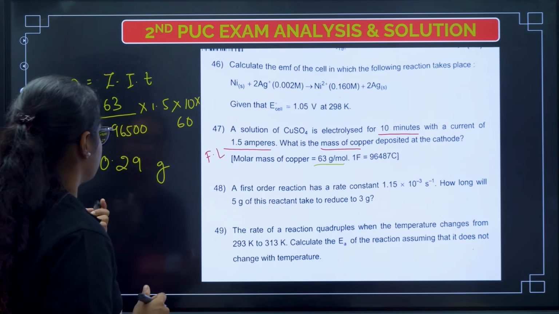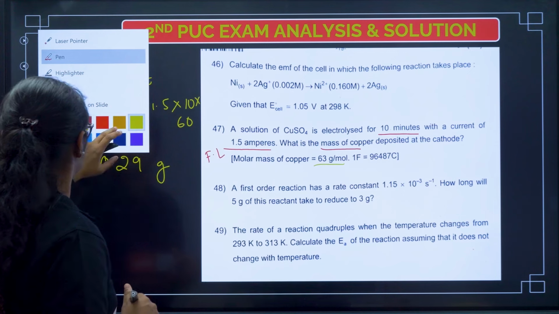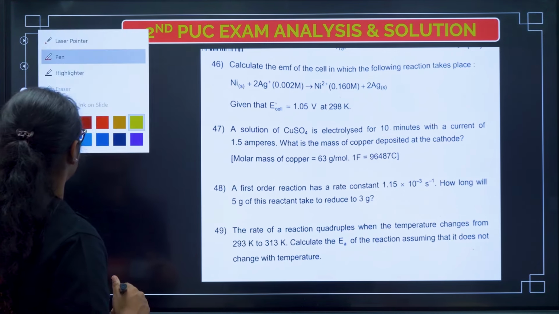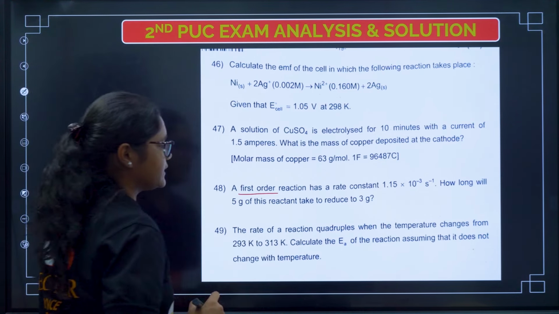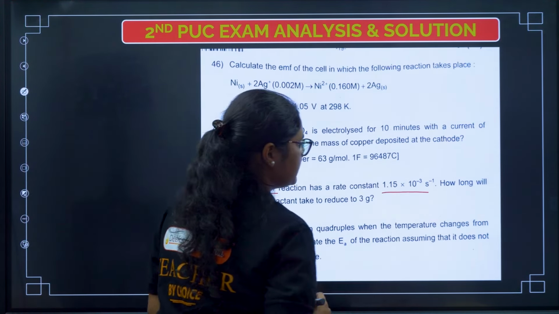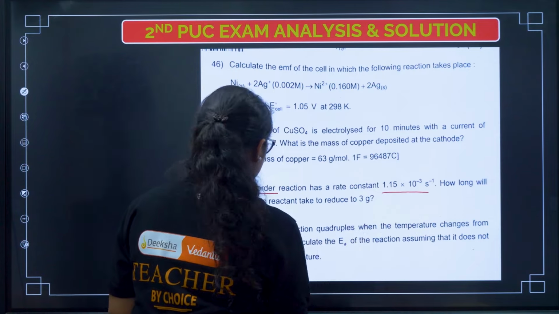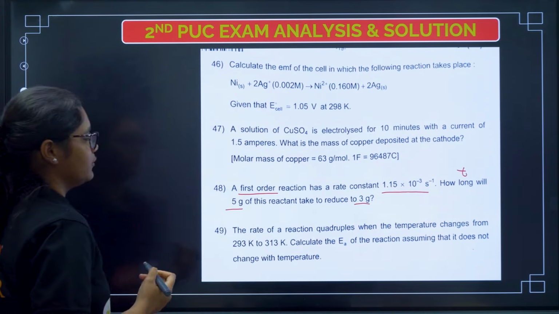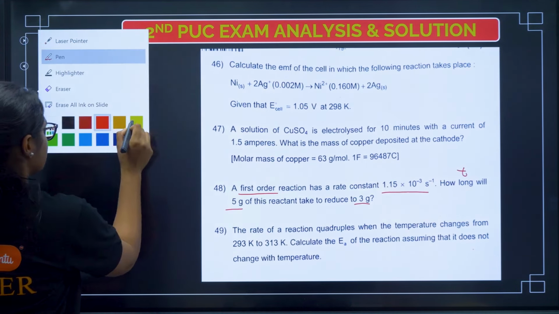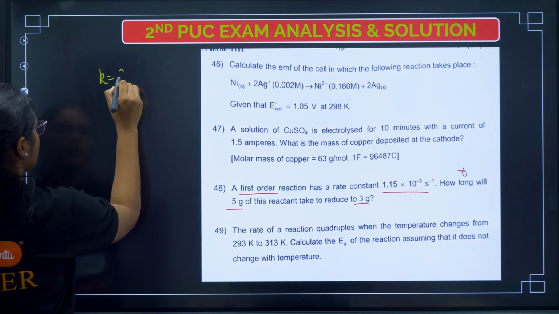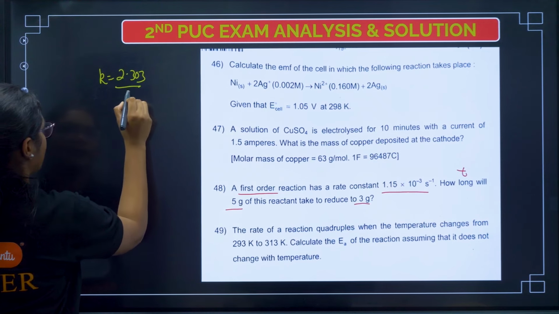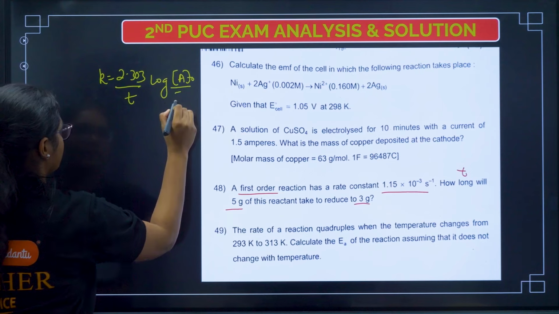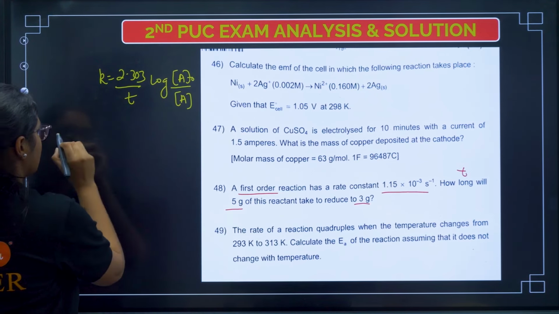This is also a very easy question. Now let us go to the next question. This question has come from your kinetics part. A first order reaction is given, rate constant is given, and time is asked. We have to calculate the time when 5 gram is reduced to 3 gram. So let us quickly write down the first order reaction: K is equal to 2.303 by T log of A naught by A. So we have to calculate the T value.